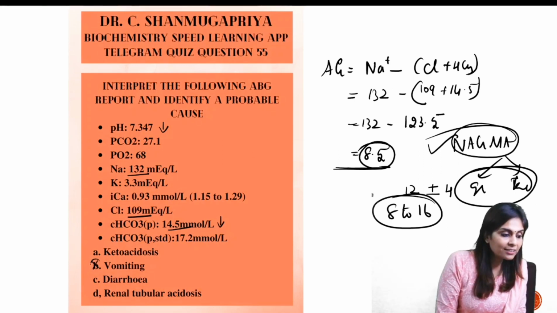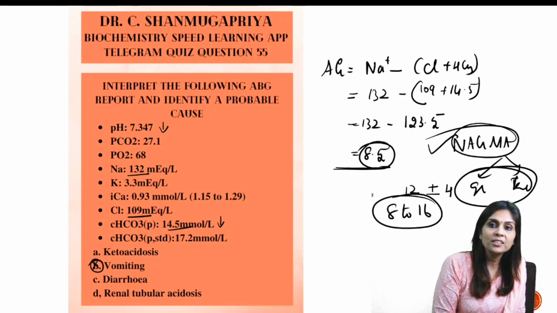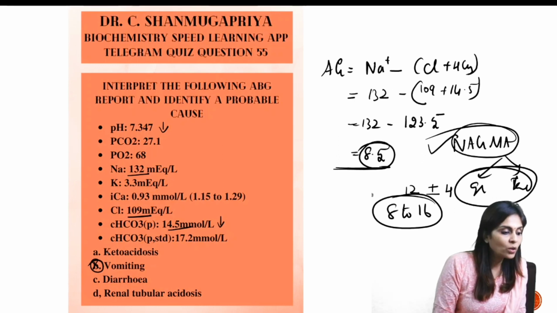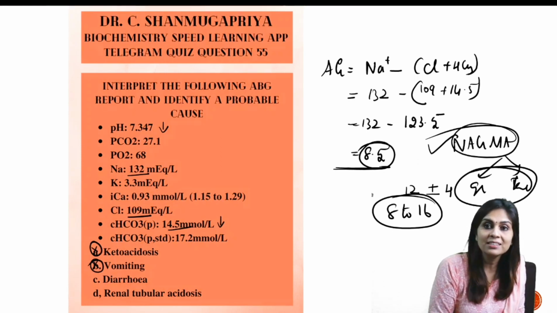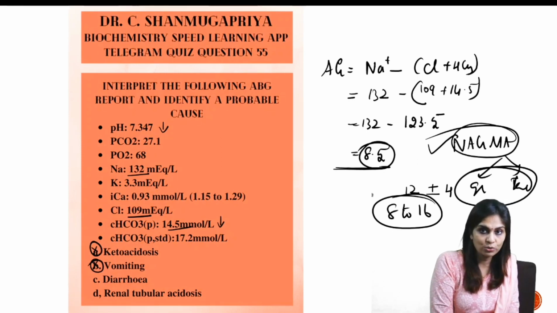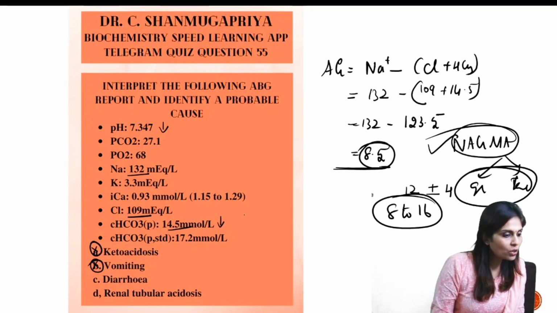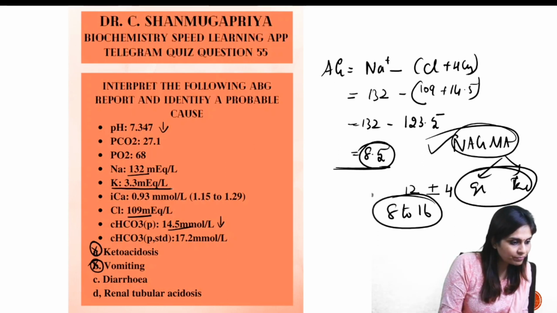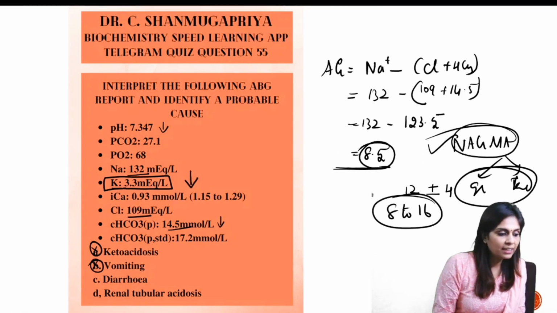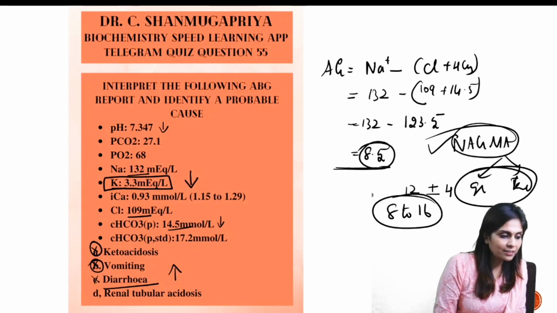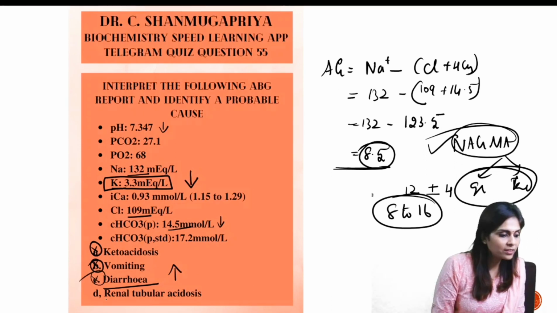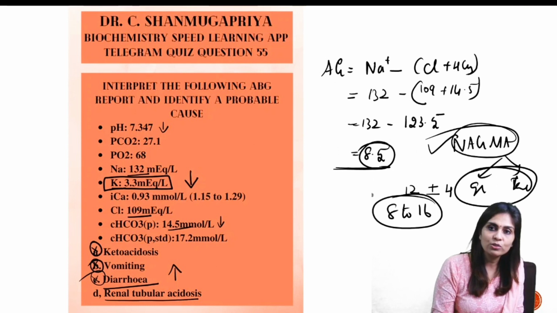We have already excluded vomiting because vomiting causes metabolic alkalosis. Because it's normal anion gap metabolic acidosis, I am going to exclude ketoacidosis because ketoacidosis presents as high anion gap metabolic acidosis. And then because potassium is low, and I said diarrhea presents as hyperkalemia, I have excluded diarrhea. So what is it? It is renal tubular acidosis.